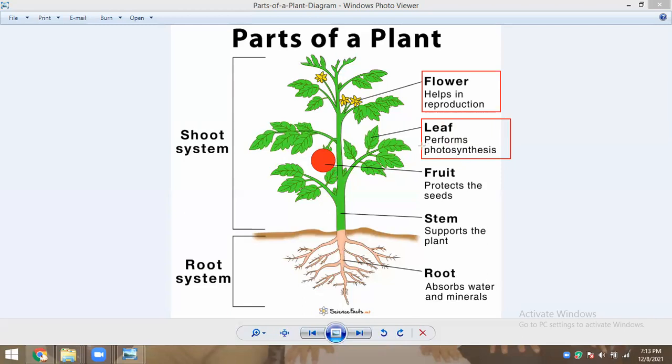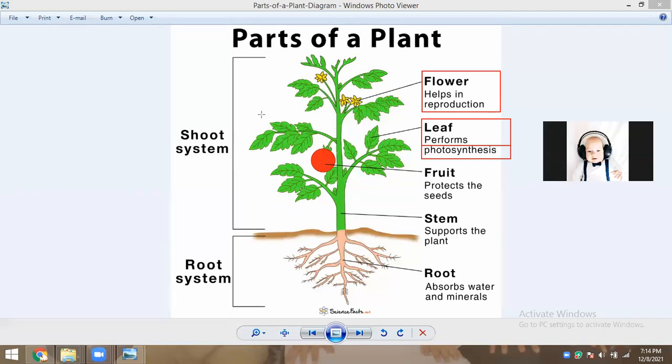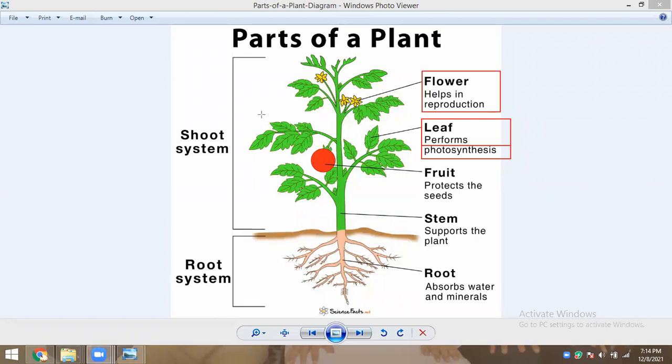Photosynthesis, what is photosynthesis? Who will tell me? Anyone? Photosynthesis is a process in which, yes, Safwan. Sorry, again. In English, please. What does it mean? It means photosynthesis is the process in which plants make their food. That is called photosynthesis.